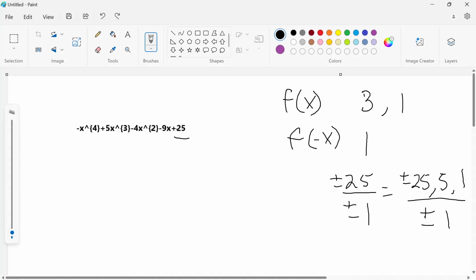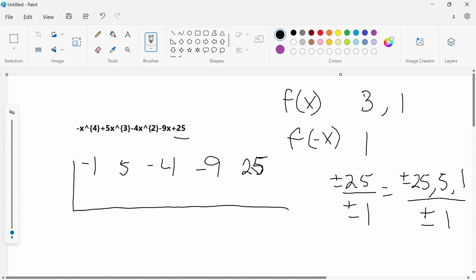So I'm just going to use the coefficients of this, -1, 5, -4, -9, and 25. And I'm looking for the least upper bound, so I want a positive number, and I'm going to look for all negatives. All of these in the last row must be negative if this is an upper bound. I'm just going to use the possible rational roots. I'll try +5, see what happens.